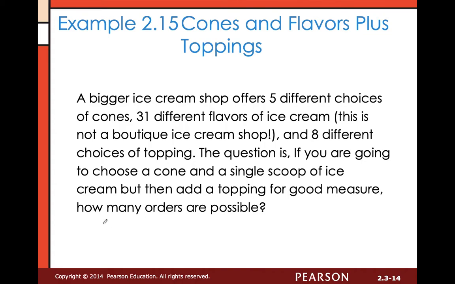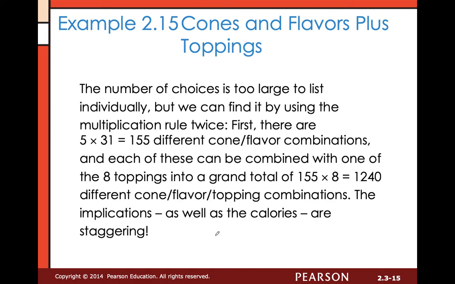So that rule of multiplication says that you take 5 multiplied by 31 multiplied by 8. Let's see, 5 multiplied by 8 is 40, multiplied by 31, let me put that in a calculator real quick before I make an easy mistake. 40 multiplied by 31 is 1,240. So quite a few different combinations of ice cream.